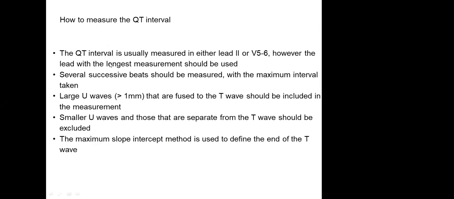We should always remember that the longest measurement should be used. We have to take successive beats so that we can take the maximum interval. When we calculate, there may be large U waves fused with T waves. We need to include them. If we have a smaller U wave that is separate from the T wave, we can exclude it.